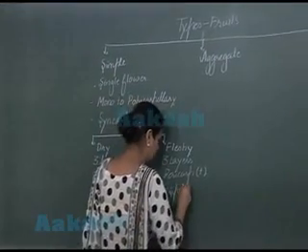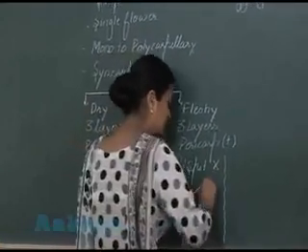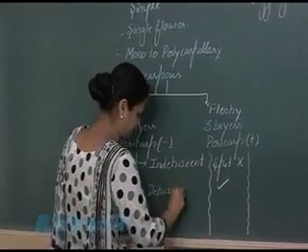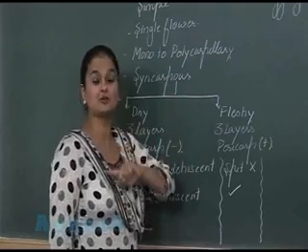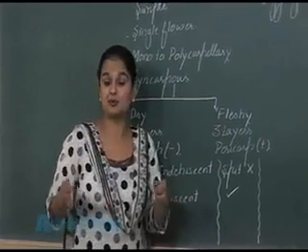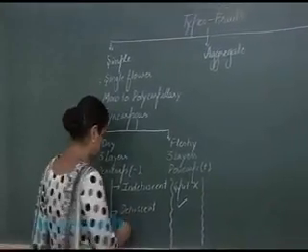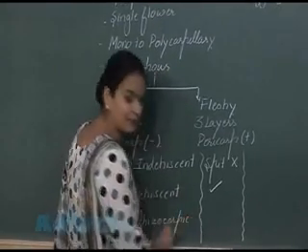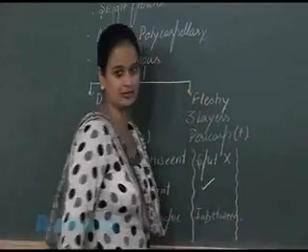Indehiscent means the splitting or the bursting of the fruit is absent. And if the splitting or the bursting of the fruit is present, we can simply call this fruit a dehiscent fruit. The fruit will split automatically at maturity, which will result in the dispersal of seed. Now there is one third category here, which is between dehiscent and indehiscent. This category is known as schizocarpic. It is in between the dehiscent and indehiscent.